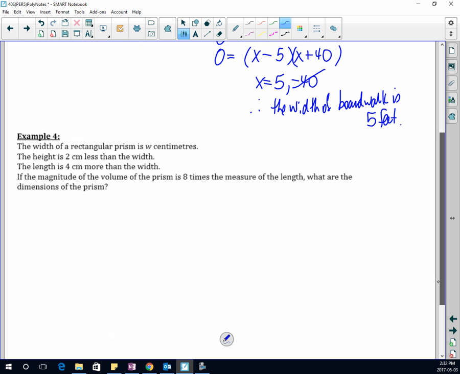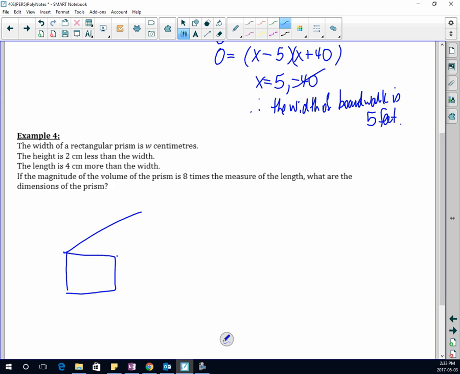All right. The width of a rectangular prism. Let's draw a rectangular prism again. Do you remember doing this in like junior high? Or, no? Something like that? Okay, it says the width of a rectangular prism is W. So I'm going to make the width W. The height is 2 centimeters less than the width. So what's the height going to be? W minus 2. The length is 4 centimeters more than the width. So what's the length going to be? W plus 4.